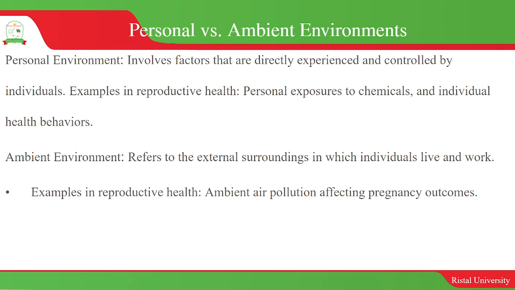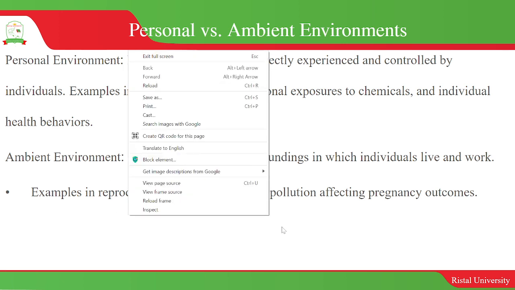Another way of looking at it is what we call the ambient environment. The ambient environment is where you live and where you work. These are examples of ambient environments, and they can also contribute to reproductive health outcomes. We want to end there unless you have any questions.